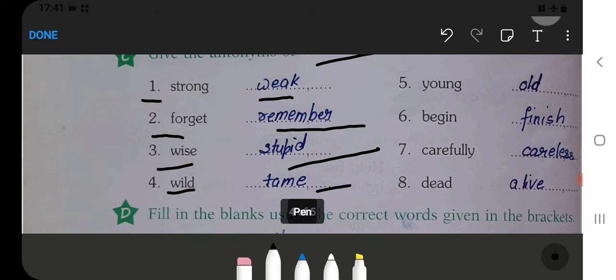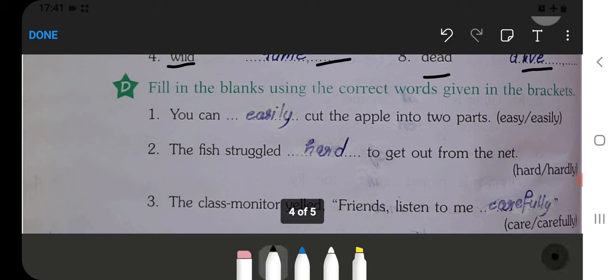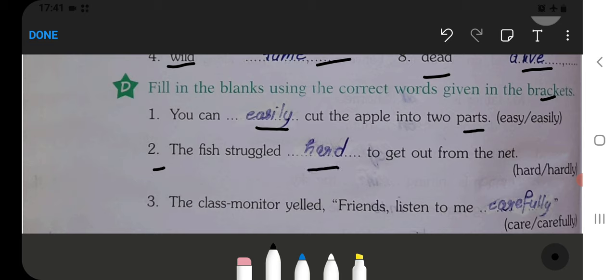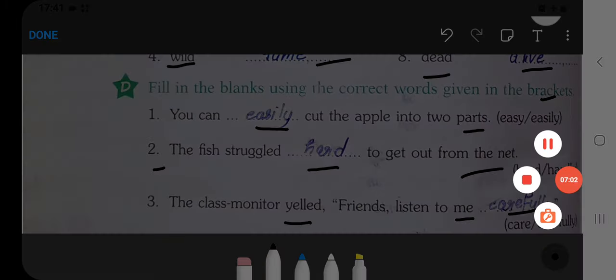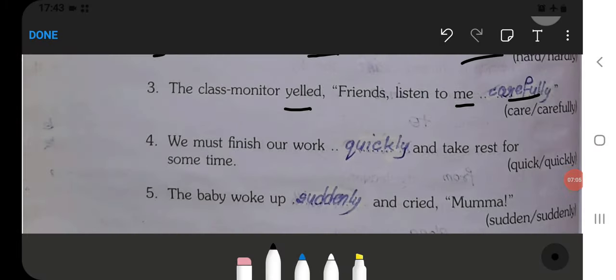Young, old. Begin, finish. Carefully, careless. Dead, alive. Fill in the blanks using the correct words given in the brackets. You can easily cut the apple into two parts. The fish struggled hard to get out from the net. The class monitor yelled, "Friends, listen to me carefully." After that, we must finish our work quickly and take rest for some time. The baby woke up suddenly and cried, "Mama."